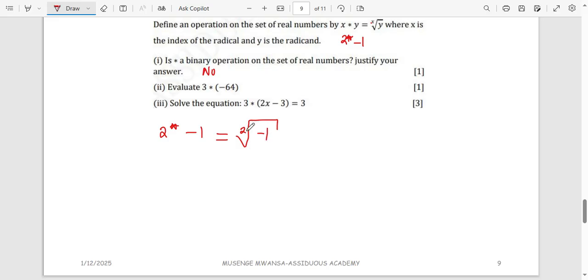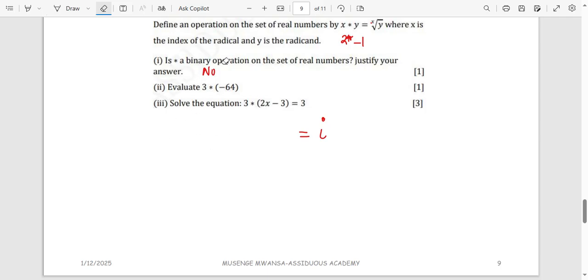You can see. So what is the square root of negative 1? The square root of negative 1 is I. I is not a real number. It is a complex number. That is why the operation star is not a binary operation on the set of real numbers. Why? Because not all the results after performing the operation star is a real number. For example, if you have got 2 star negative 1, the answer is a complex number. As simple as that. That's how you can justify your answer.